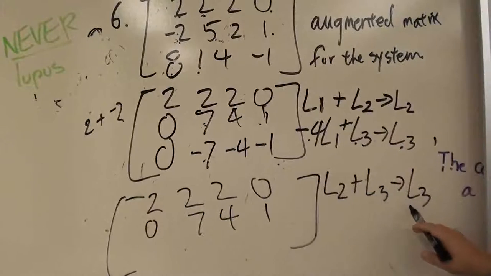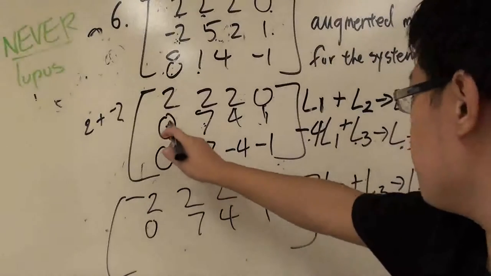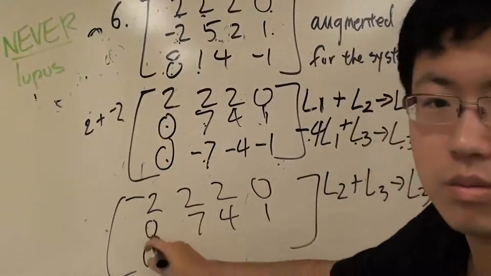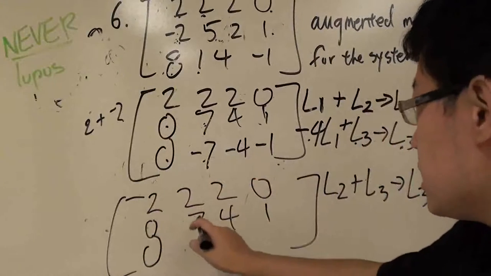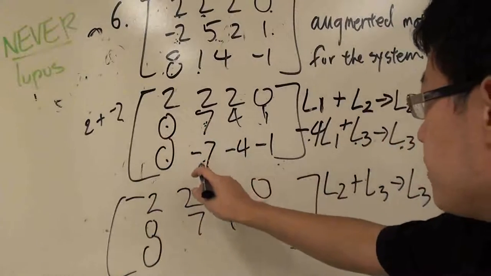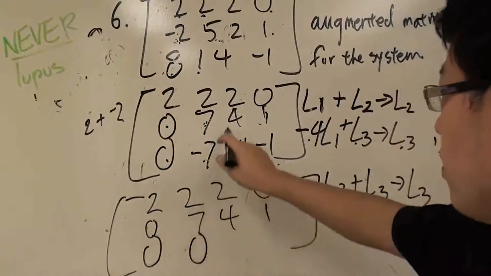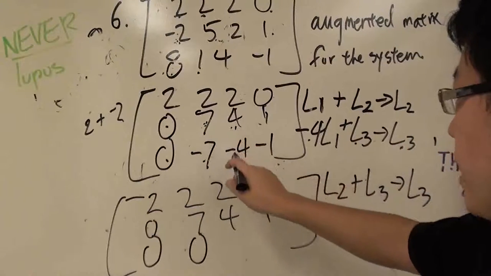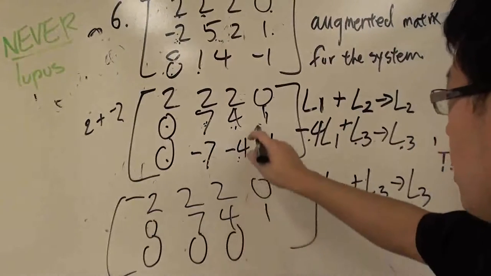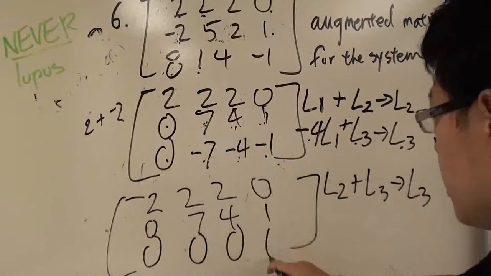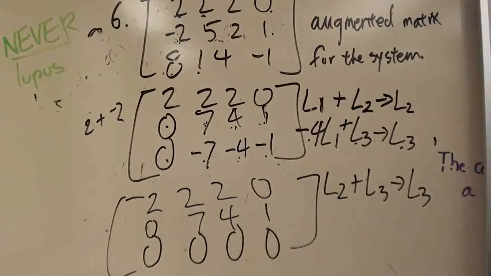Line 2 plus line 3 equals line 3, right? So 0 plus 0, 0. Right? 7, negative 7, that becomes 0, beautiful. 4, holy crap, 4 and negative 4, 0, good. 1 plus negative 1, 0. Oh, interesting. Okay, so that's what we have. We don't have to touch anything else.